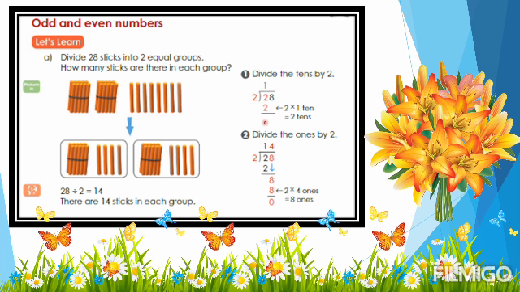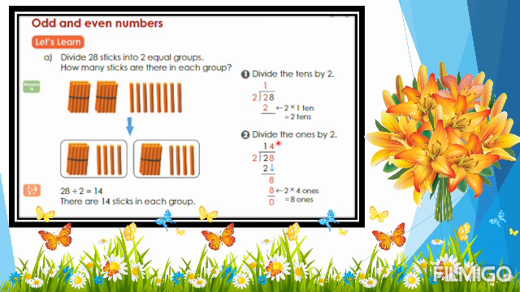And let's proceed now to step 2. Divide the ones by 2. So now, class, you know already 2 minus 2 equals 0. After that, we'll bring down the 8. So 8 divided by 2, class, equals 4. So there are 2 fours in 8.